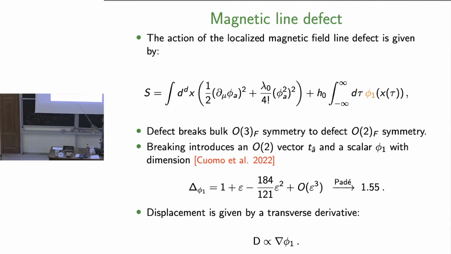And as you can see, this one breaks, we're going to consider an O3 symmetry in the bulk, and this one picks one direction in flavor space, so it breaks the symmetry explicitly from O3 to O2. And so it will have a tilt, so it will have one of our favorite operators. And this phi1 now, you can think of it as the spin variable. So I'm going to call it the spin variable. It lives now on our 1D line.